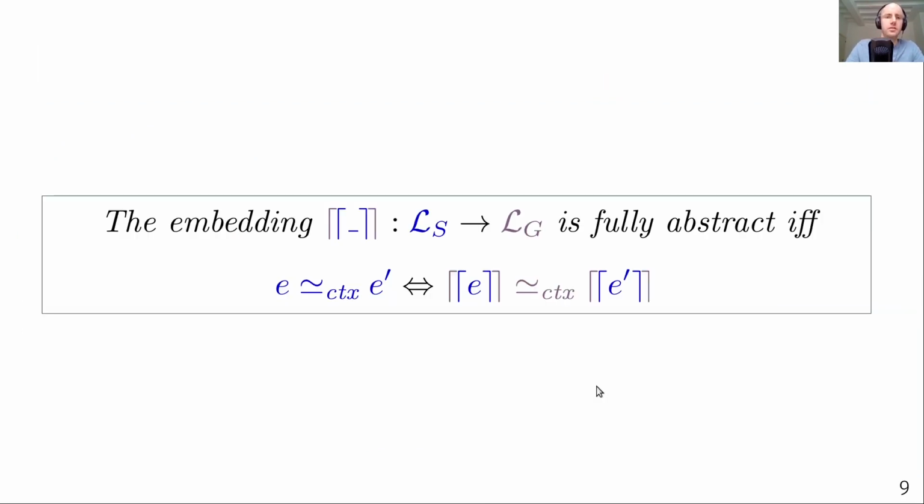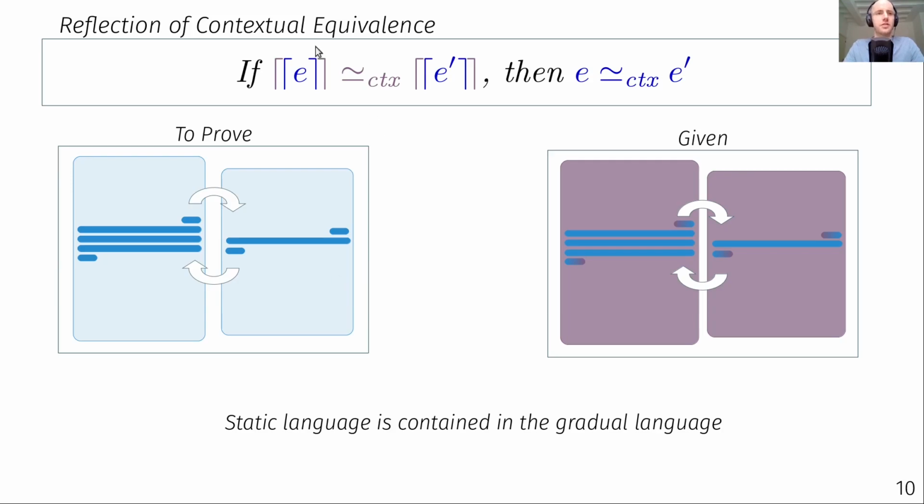So okay, the embedding from the static language into the gradual one is fully abstract if and only if contextual equivalence is preserved, and reversely, it must also be reflected. So this is the reverse direction. If the embeddings are equivalent, then so must be the original terms.